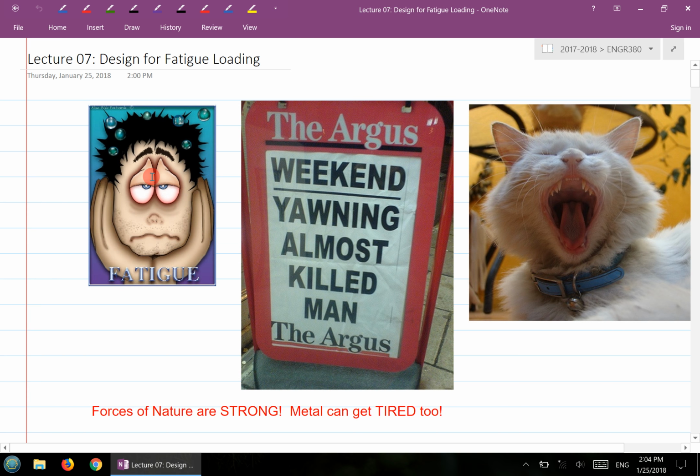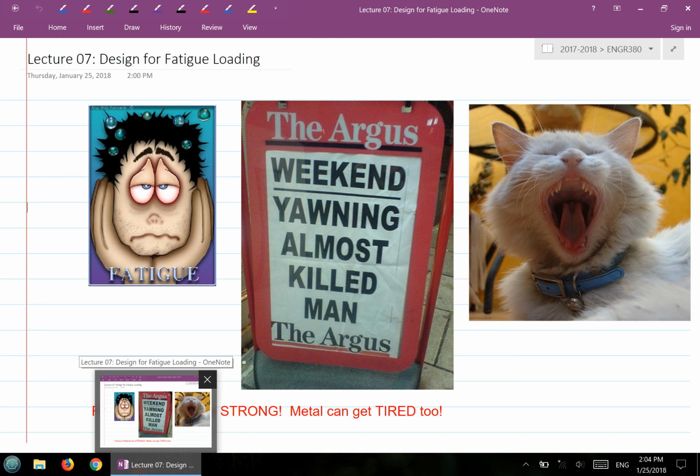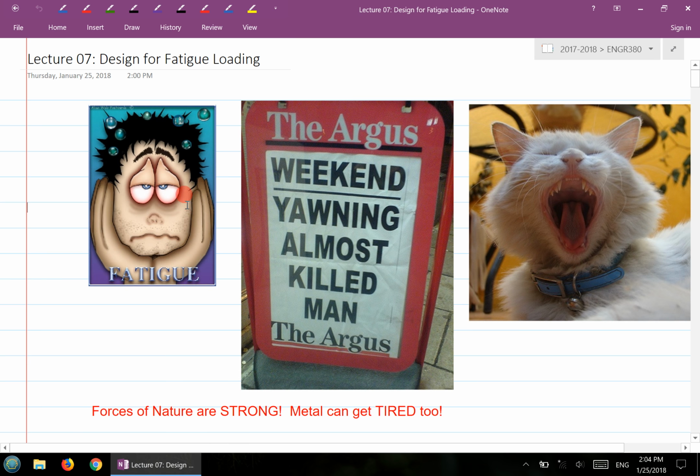And so we finished the content of static failure analysis for both brittle and ductile material. So now let's look at a new concept. This time it's called design for fatigue loading. So we'll look at what fatigue loading is.